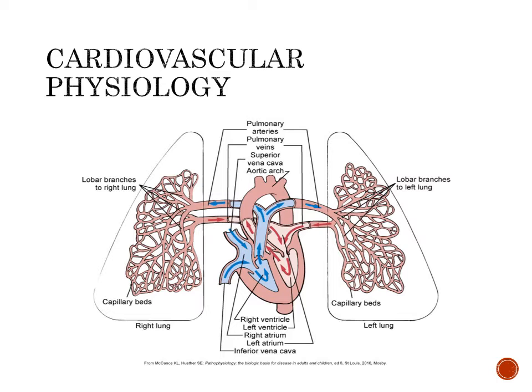So if you think about it that way, we're going to talk about right and left-sided heart failure. If you can just remember that the right goes into the pulmonary system and the left is the systemic blood in our circulation.